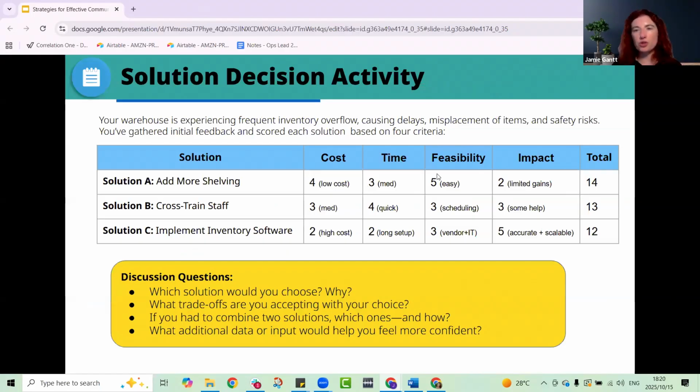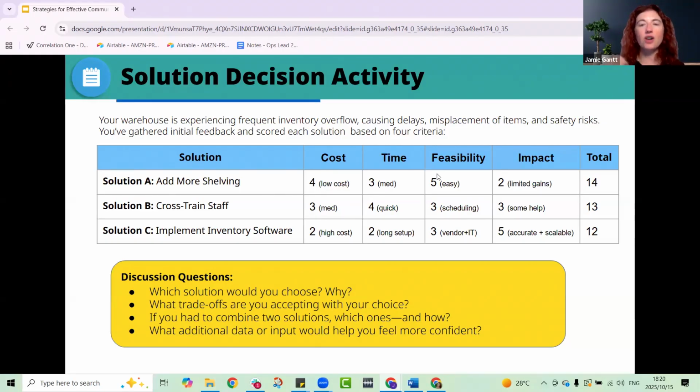So some proposed solutions for this particular scenario: add more shelving, cross-train, implement new software. So now we have to look at the cost, time, feasibility, and impact. Each of them has a number. Now we won't necessarily choose the highest number. We want to actually look at that long-term, short-term impact, right? So it might actually be easier to cross-train staff than to implement new software, right?